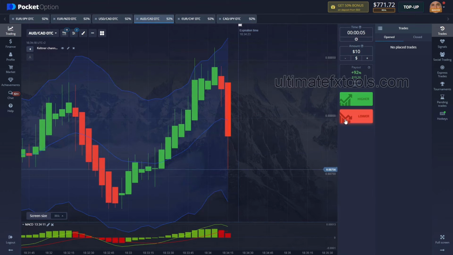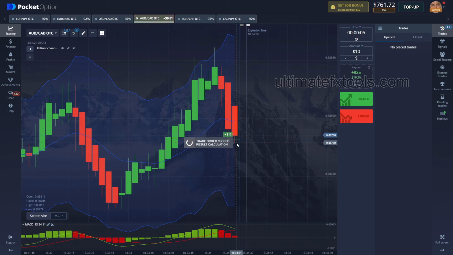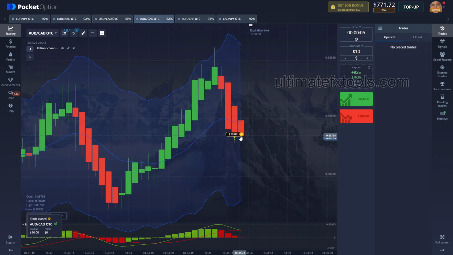As you can see, the candle bar goes along the bottom with its highest spike. It is the best chance to go for a reversal. We will trade for higher as fast as we can. Okay, it's a 50-50 trade result.